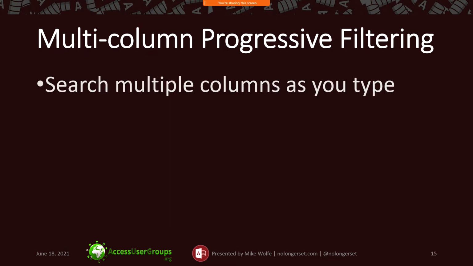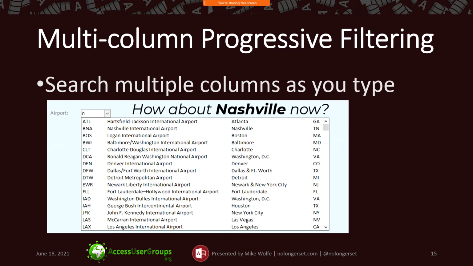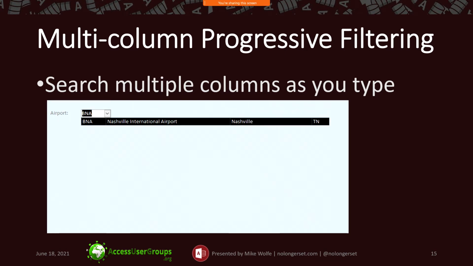Okay, so this is the last one from the slides. This is multi-column progressive filtering. And this is probably my favorite of all the combo box techniques that I'm going to show. So using this technique, the text you type into the combo box will filter all of the columns in the dropdown and not just the first visible one.